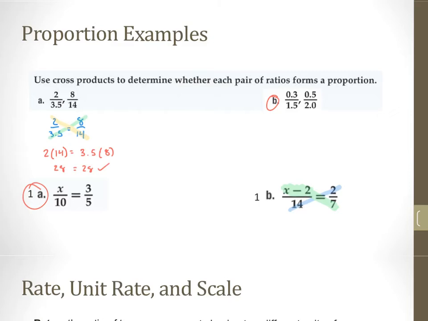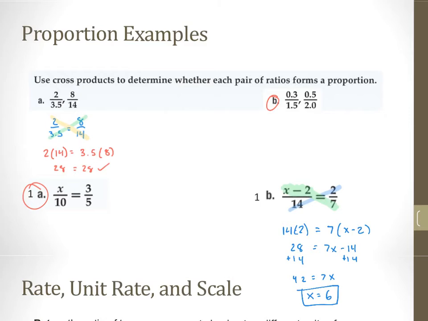And when I rewrite it, I will have 14 times 2, and I'll use parentheses again, is equal to 7 times the whole numerator, x minus 2. Because it's 7 times the whole thing. Then from here, you distribute and you multiply. So 28 is equal to 7x minus 14. Add 14 to both sides. And you have 42 is equal to 7x. The x value that makes this proportion work would be 6.